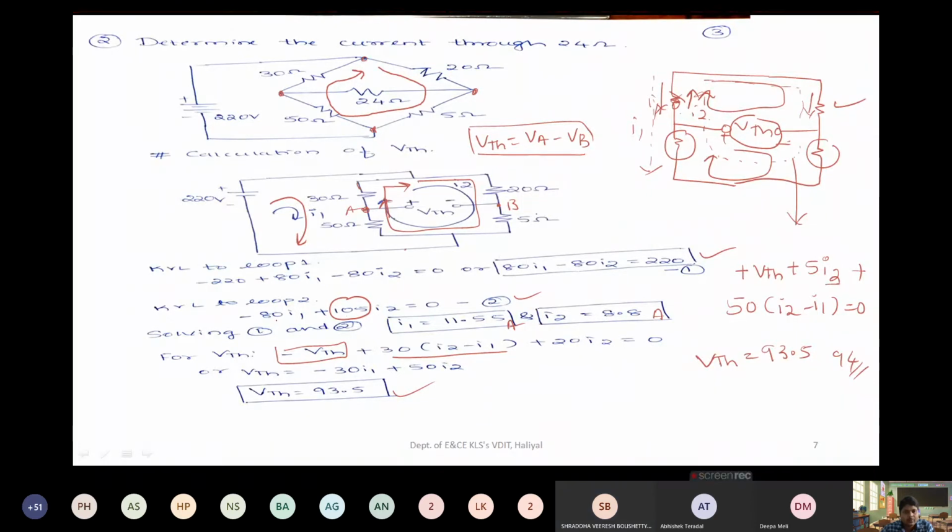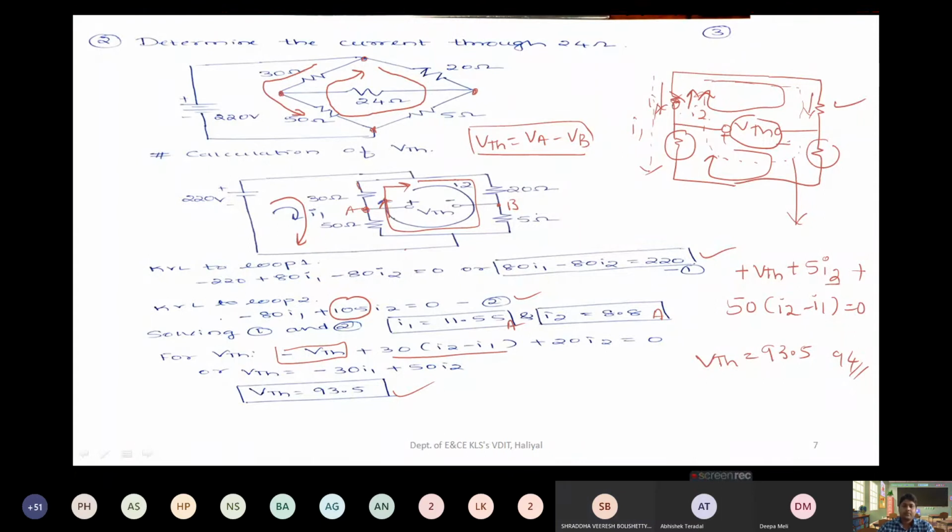What about this? How did we get minus 80 I1? Can you tell me? 30 and 50, sir. 30 and 50, yes. We are applying KVL to loop 2, but there are two currents, I2 and I1. I1 is flowing in the opposite direction, hence it will be minus 80. Okay, is that clear now? Yes sir.